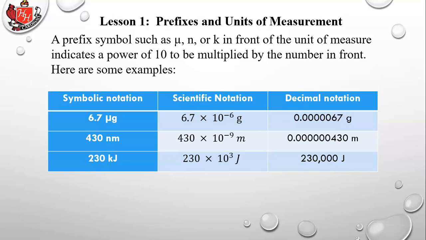Generally, for very large and very small numbers, we're going to use scientific notation, and we're going to get to that in just a moment. 430 nanometers, that's 10 to the minus 9th, so it's 430 times 10 to the minus 9th. And 230 kilojoules, that's kJ, that's 230 times 10 to the 3rd.